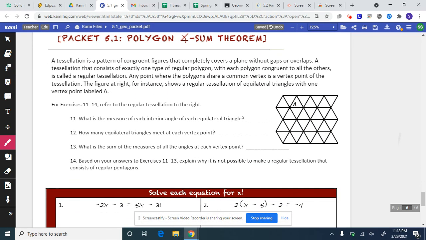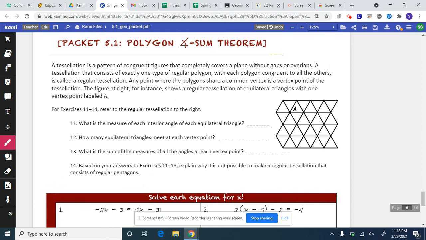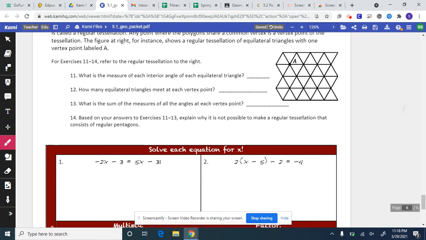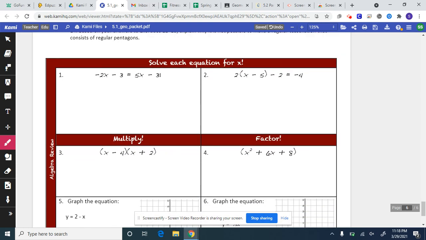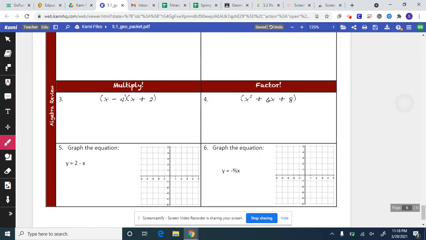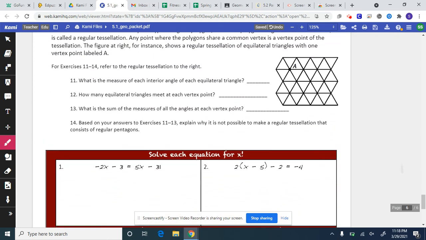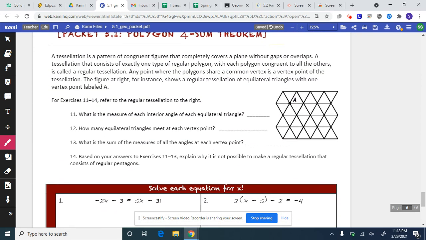All right, and then the last page, I'm going to leave for you guys to kind of try out and play around with the top part. And then the last part is just the review. So you guys should be able to get that done. And that's it. 5.1 practice and application.